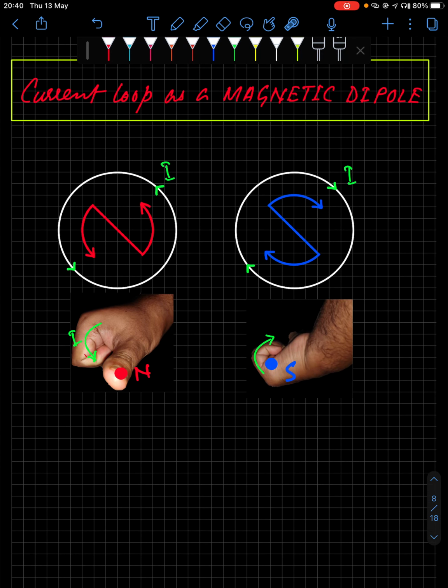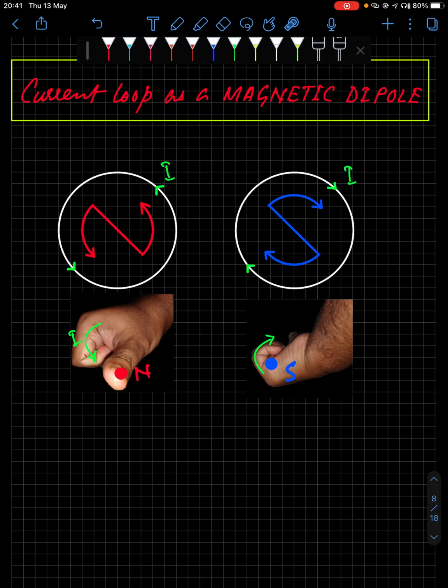So next topic is current loop as a magnetic dipole. So in the first figure, you see that you have a loop carrying current I, and the current is in the anti-clockwise direction. In the second figure, you see the current is in the clockwise direction. So if you apply the right hand thumb rule here, the direction in which the fingers curl shows you the direction of the current. In such a case, the thumb is pointing outside the page. It is showing you the north pole. So we represent north here. Outside the page you have the north pole, behind the page you have the south pole.